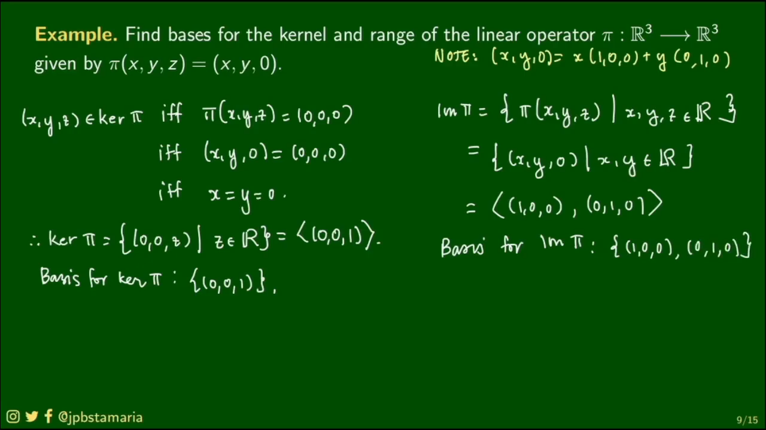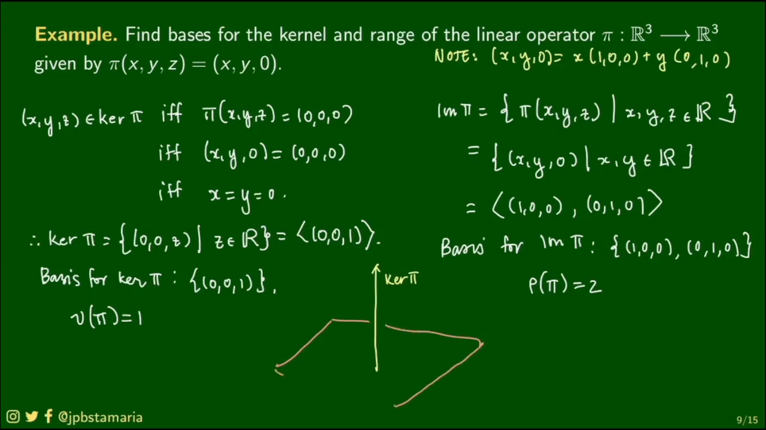Now in pictures, as you can see, so by the way, the nullity of pi is 1, while the rank of pi is 2. In pictures or in geometry, if the kernel is generated by (0, 0, 1), we know that the kernel is actually the z-axis. So if this is your z-axis, this is your kernel. On the other hand, the range is going to be the entire xy plane. Alright? Why is that the case?